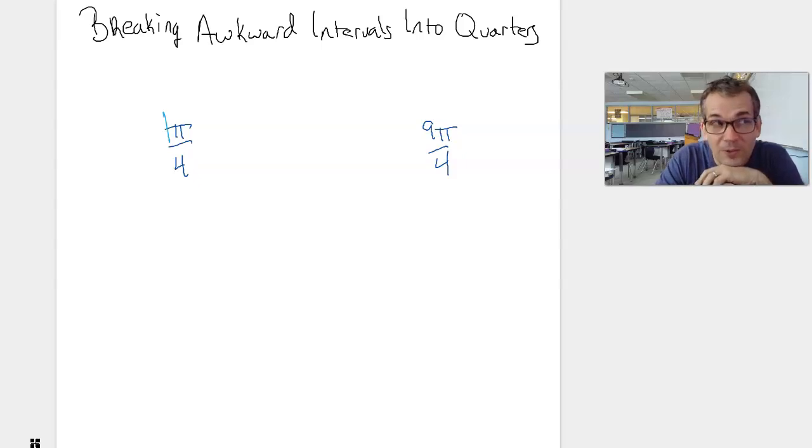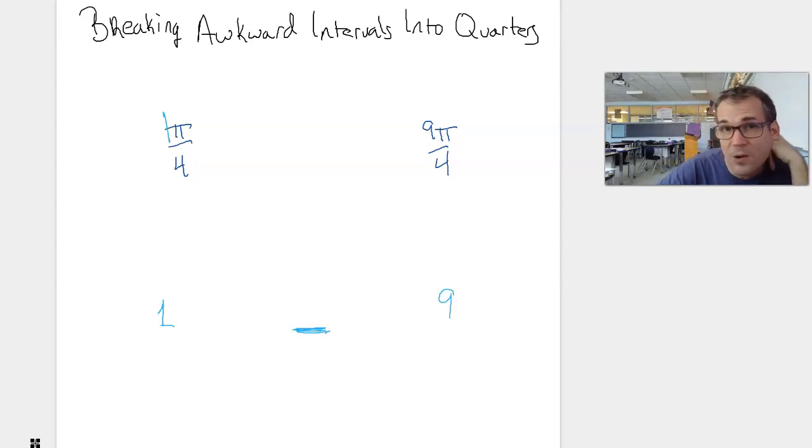Since both of these fractions are over 4 and they both have a pi, I can really just focus on that 1 and on that 9, and my job is to figure out the number that's smack dab in the middle. Now maybe you look at that and you know it's 5 right off the bat, because you can see if you had 5, it's 4 away from each. But maybe you want an approach.